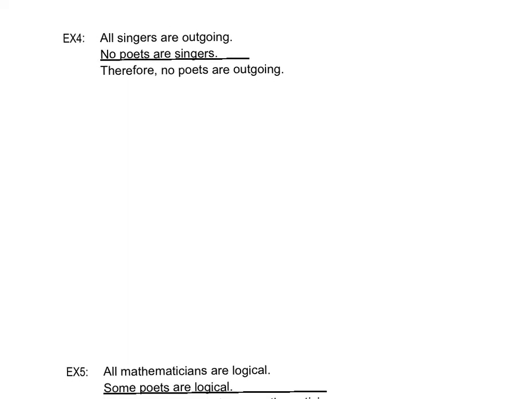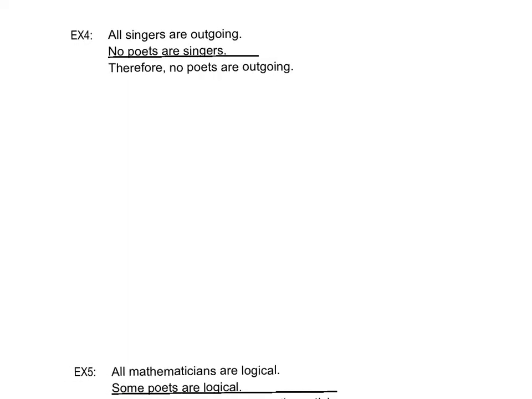And more. All singers are outgoing. No poets are singers. Therefore, no poets are outgoing. So I have my all singers are outgoing. I have the set of singers, which has to be in the set of outgoing people. Here's my set of singers. And I'm going to draw a big diagram because I already know that I'm going to have possible cases like I did in that previous second example. I'm just going to put outgoing.